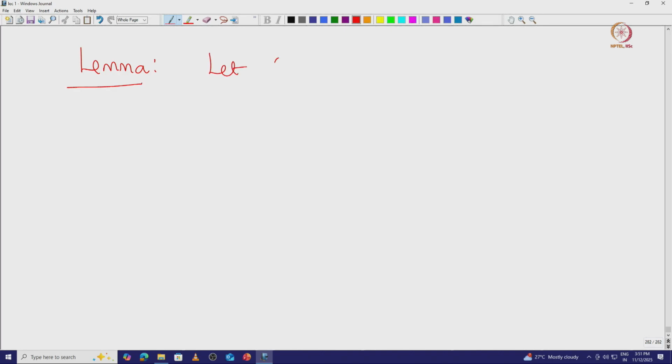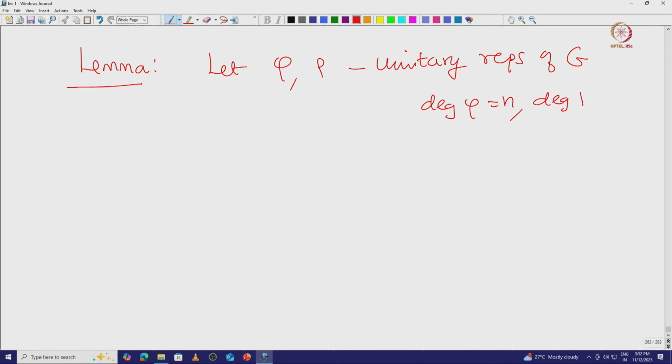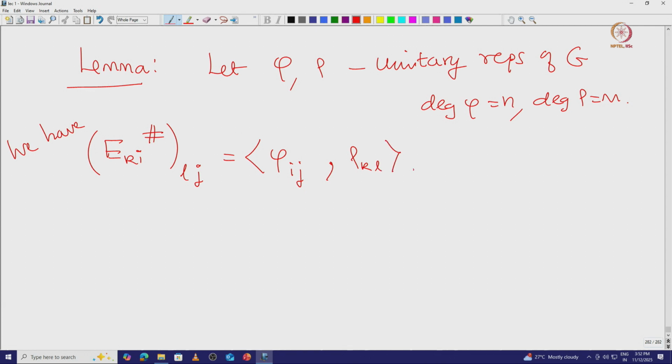So, we take phi and rho to be unitary representations of G. Let us say the degree of phi is n and the degree of rho is m, and then we looked at what happens to this T hashtag, and then we observed that the ljth entry of this T hashtag is going to be given by this inner product between the matrix coefficients phi ij and rho kl, and this is true for all ij and kl.